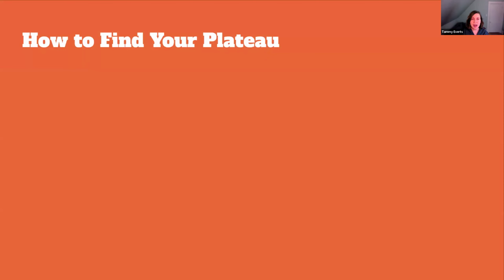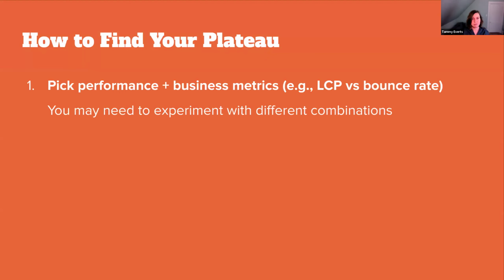So moving on to how to find your own plateau. First, you need to pick that combination of performance metrics and business metrics. So I showed LCP and bounce rate, but you may need to experiment with different combinations. I've done investigations of INP and bounce rate. INP stands for interaction to next paint, which is a responsiveness metric. I've done investigations of INP versus conversion rate. I showed you Andy's investigation of load-offs to conversion rate. So you can experiment with different combinations depending on what it is you're trying to prove.